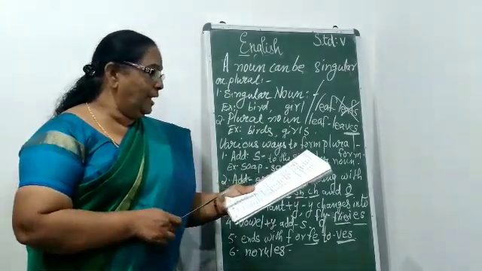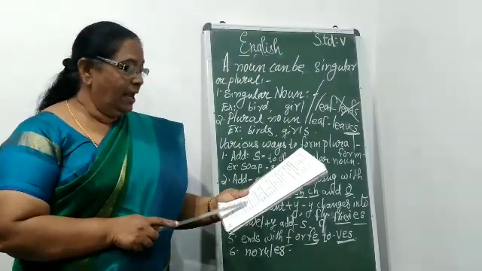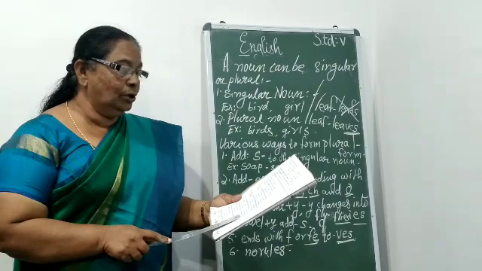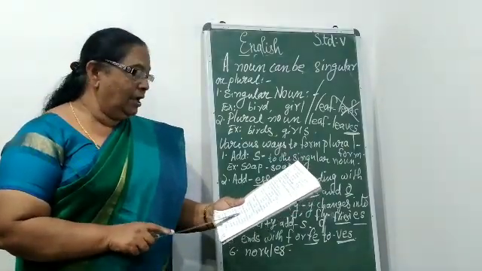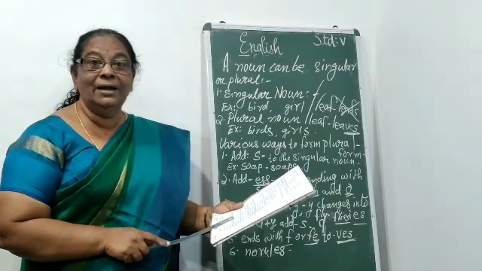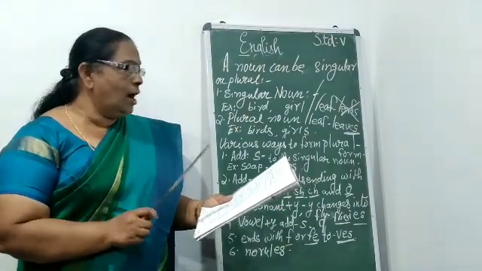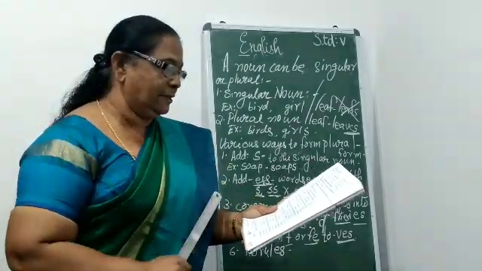Okay. So I will repeat again the fifth rule. When a singular noun ends with F or FE, it changes into VES. Instead of F and FE, you have to use what? VES. Okay. And many of you are making mistakes for this. So you should be very careful about that.